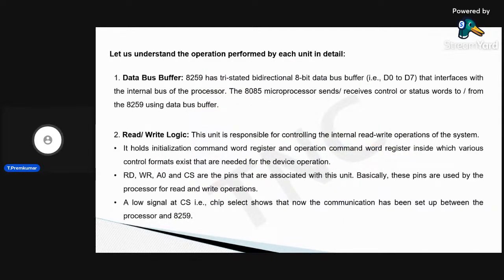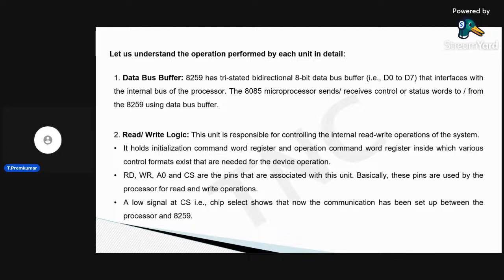Let us understand the operation performed by each unit in detail. The data bus buffer: the 8259 has a tri-stated bidirectional 8-bit bus buffer, D0 to D7, that interfaces with the internal bus of the processor. The 8085 microprocessor sends or receives control or status words to or from the 8259 using the data bus buffer. The read write logic is responsible for controlling the internal read write operations of the system. It holds the initialization command word registers and operation command word registers, inside which various control formats exist that are needed for the device operations.